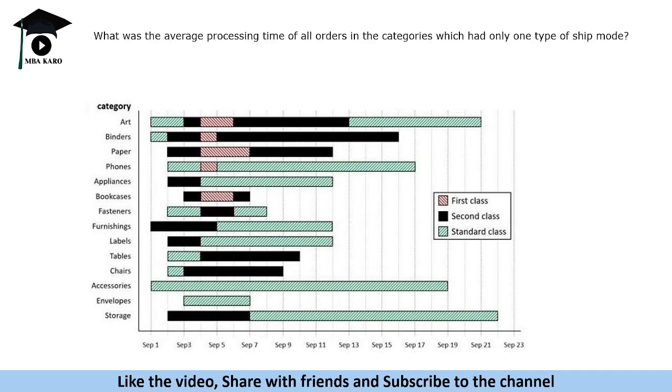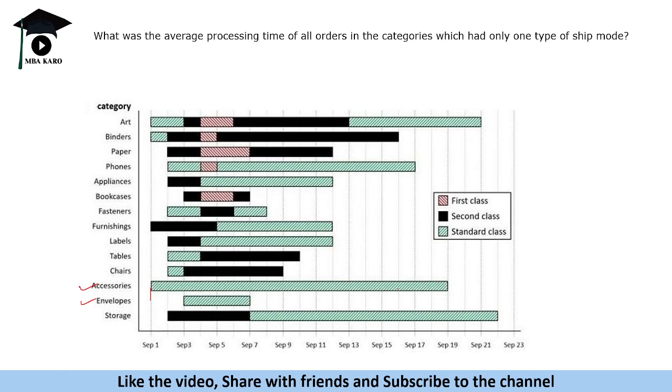What was the average processing time of all orders in the categories which had only one type of shipment mode? Okay, so we need to find the average processing time where there is only one type of shipment mode. So what are those categories? One will be accessories, and another will be envelopes, and what else? I don't think so, all others have at least two graphs, isn't it? So you just had to find the average of this.